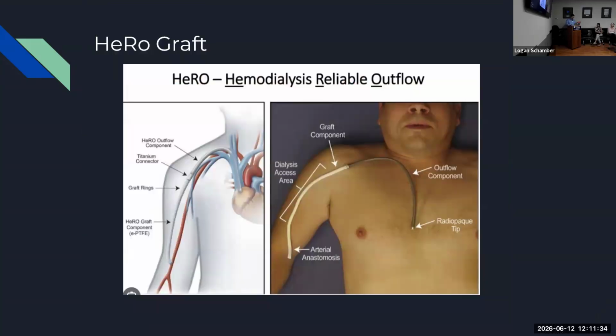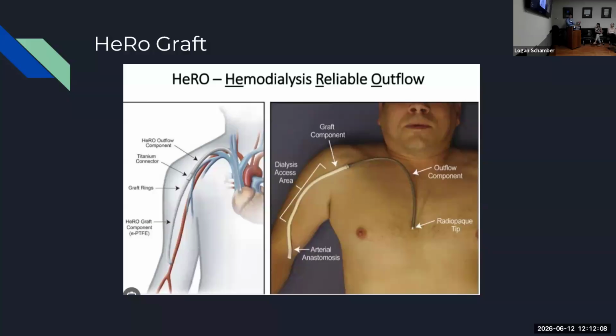All right. So next is the HeRO graft. This is an innovation that came out within the last decade or so. I wasn't really familiar with it, and I had witnessed it for the first time this year, and that was part of the reason why I thought about making this talk. The HeRO graft stands for Hemodialysis Reliable Outflow graft, and it is essentially a hybrid vascular access device made for patients that have central venous stenosis or occlusion. And they've also exhausted all other conventional upper extremity options.